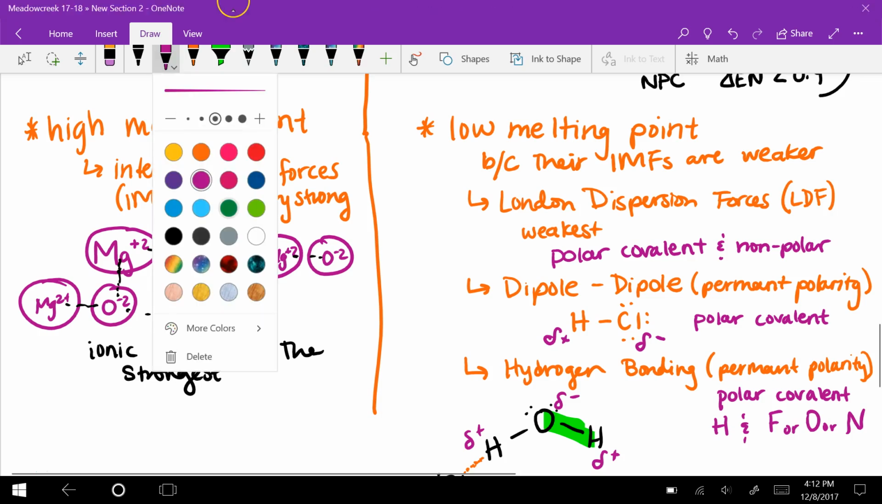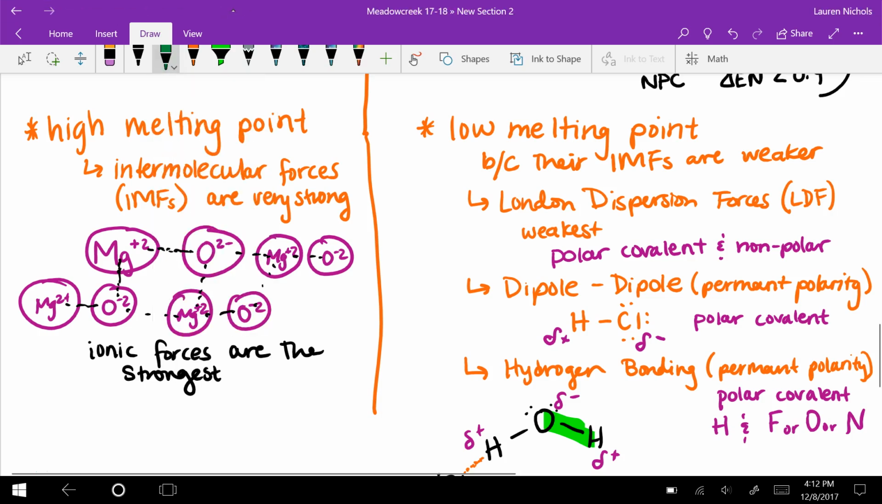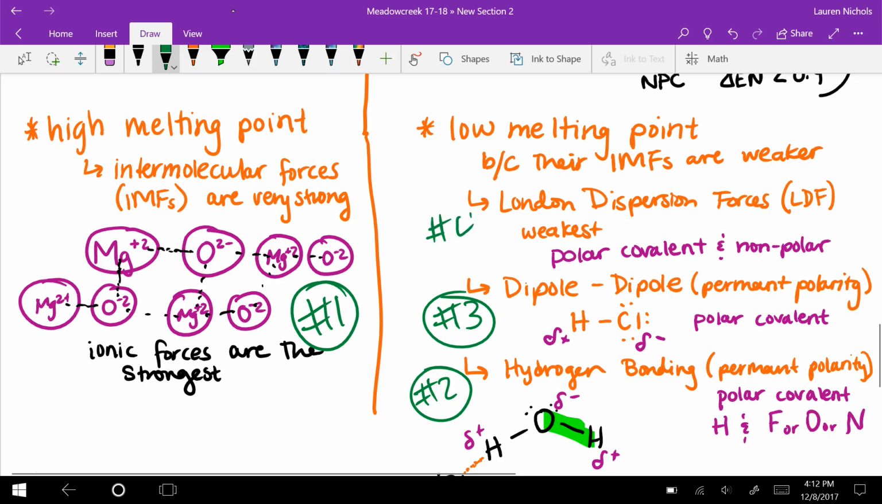And so when we're looking at the strength of these, if we want to label not only our covalent compounds, but also ionic forces, we know that ionics are going to be number 1, hydrogen bonding is number 2, dipole-dipole is number 3, and London dispersion forces are number 4 at the weakest. So the more bonds it has, the stronger the bonds it has, the higher the melting point.